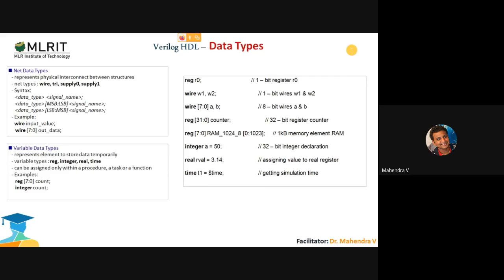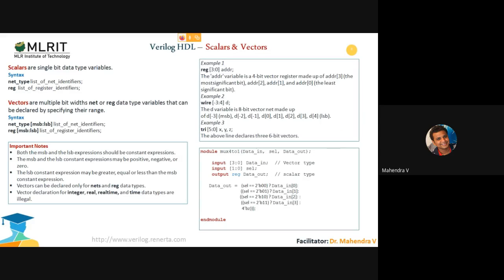Now let us look at scalars and vectors. Scalars are single-bit data types, vectors are multi-bit data types, and you have understood how we can define the multi-bit by simply specifying MSB and LSB. MSB is the most significant bit, LSB is the least. You can also interchange these two. Instead of MSB first, you can write LSB first. But if you write this, the left-hand side one will be the most significant and this side is less.